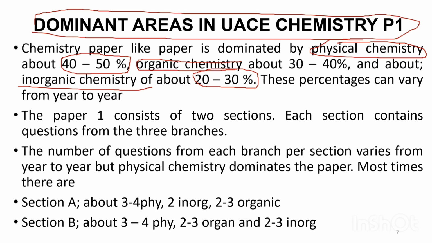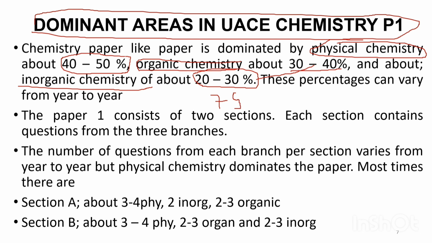So organic chemistry makes about 30 to 40%. Of course, inorganic makes 20 to 30, but this is varying, and these days it is tending to be almost the same percentage of organic numbers and inorganic numbers. So don't rule out that the paper will be dominated by organic. But also, if a student is very, very good in physical and organic with almost no errors, they can score between 75 to 85%.